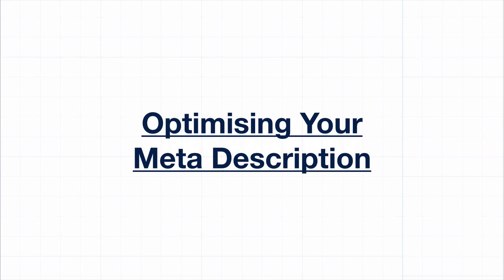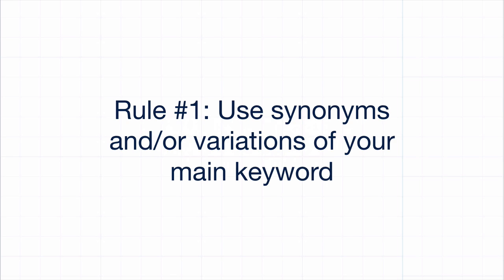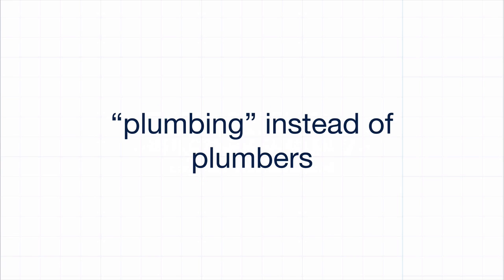Now, for the meta description, we want to do a similar sort of thing, but we don't want to start with a main keyword. So what you're going to do is use synonyms and/or variations of your main keyword. So instead of plumbers, we're going to say plumbing, for example. And there's probably better synonyms than that. It's just because I used a plumber's example before. So we're just going to mix it up.